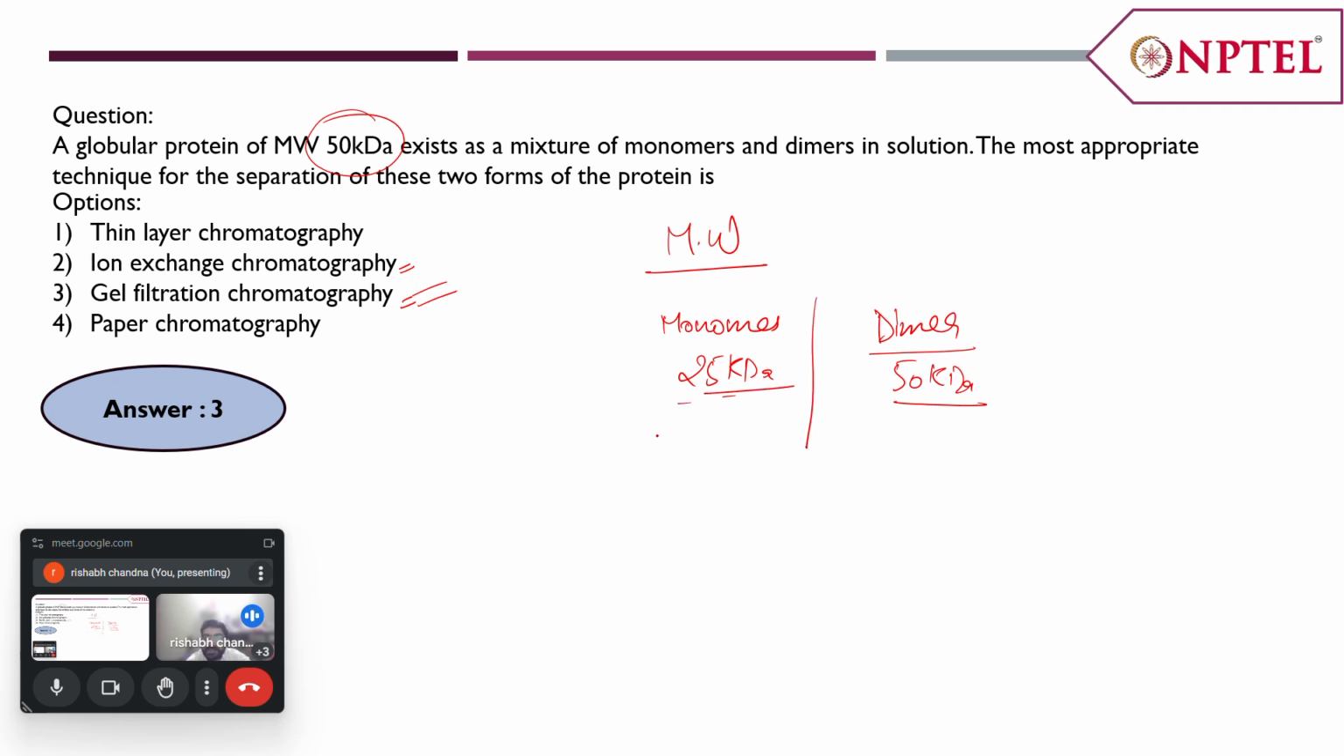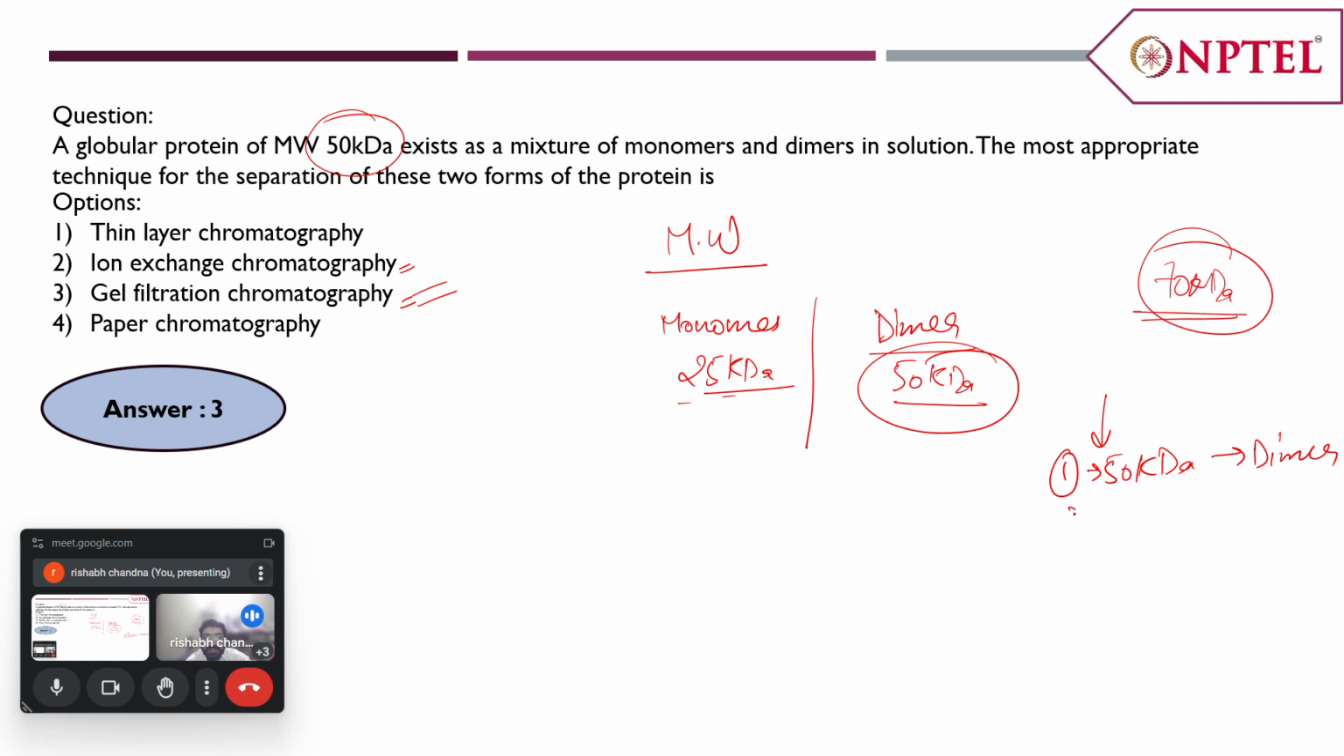So if we separate the proteins by gel filtration chromatography, and the threshold is around 70 kilodalton, for example, the molecular sieve that we are using is 70 kilodalton, then the 50 kilodalton protein would come out first. That would be the dimer, and the second one to come out will be the 25 kilodalton protein, that will be the monomer. Okay, so is the explanation clear?